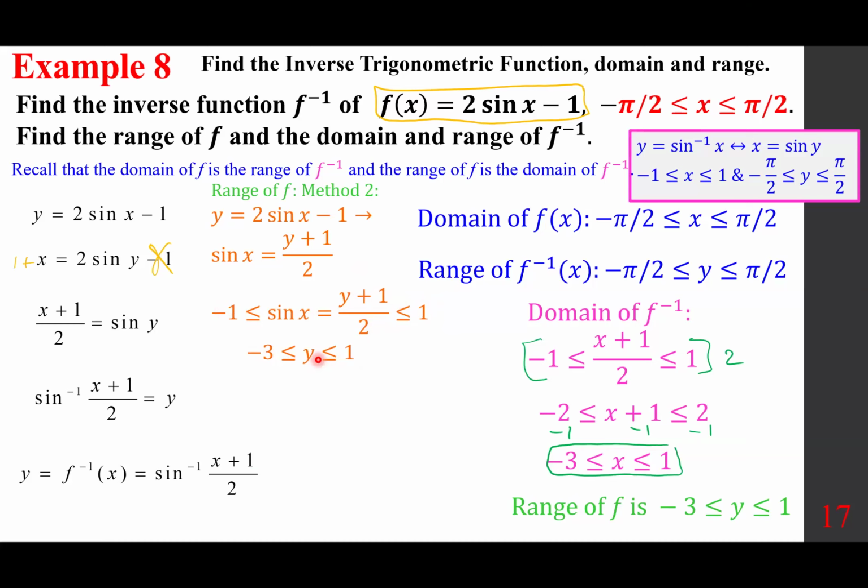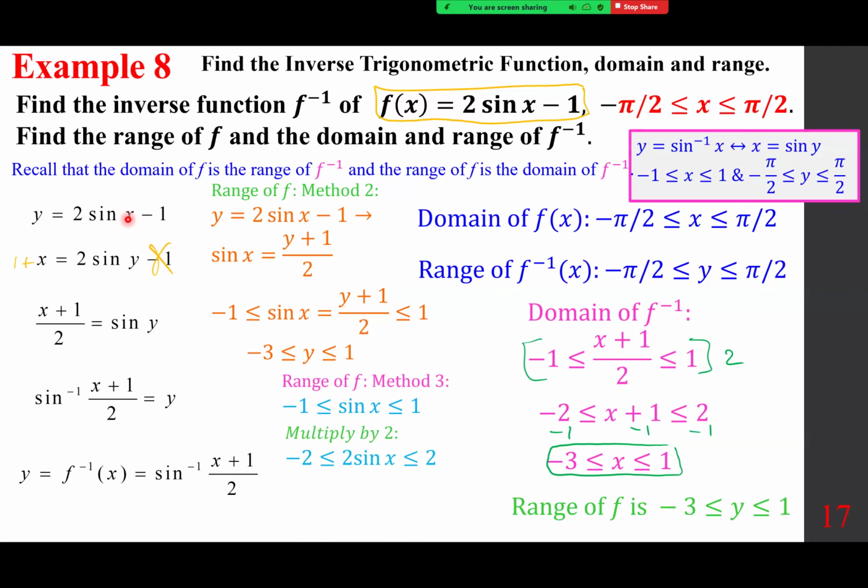So range of f, method 2. Range of f, method 3. If sine x is between -1 and 1, that is a known fact. Make it look like 2 sine x minus 1. So if I multiply by 2, I get 2 sine x. I get -2, I get 2. Multiply by 2.